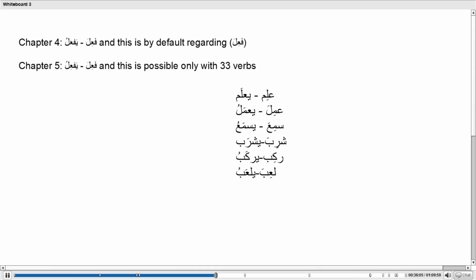So the meanings again. علم, he knew. عمل, he worked. سمع, he heard. شرب, he drank. ركب, he rode, as in riding. لعب, he played. واضح? He played. Okay.